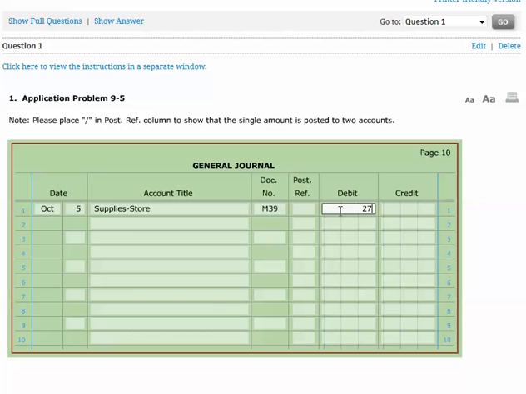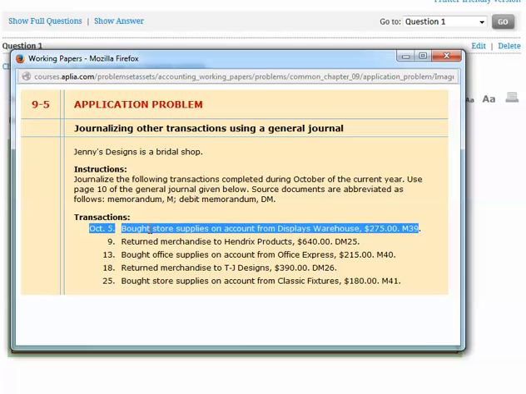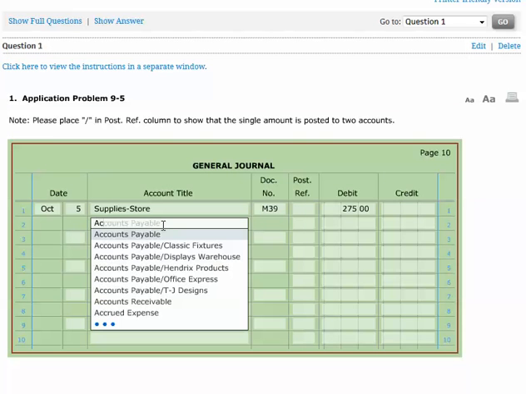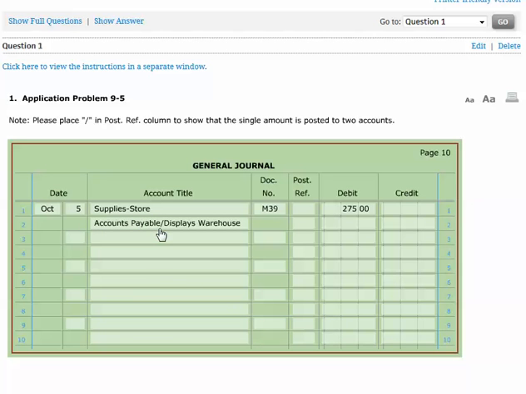Because store supplies are an asset and I'm receiving an asset, I'm going to debit that $275. Now, this is where the difference comes into play. Up to now, this transaction is completely normal. We bought them on account, so what is our credit going to be? Accounts payable, right? We owe someone money, it's that liability. In the past we've always written accounts payable Displays Warehouse. We still do the same thing. The difference is we need to use this slash.